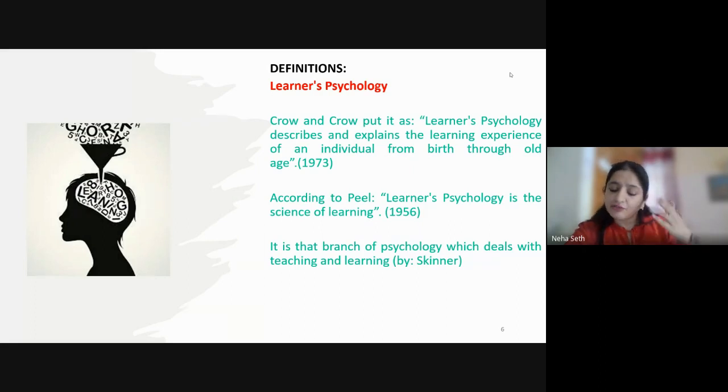So right from the beginning, since we are born, our psychologies are studied by different people at different levels. Even in old age, there are people who are continuously studying the psychology of older people. Peel said that learner psychology is the science of learning. So when we are studying the psychology of the learner, it is also some science that we are applying. It is the branch of psychology which deals with teaching and learning. This definition was given by Skinner.